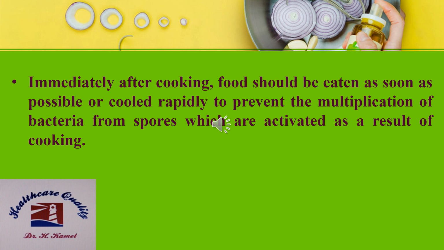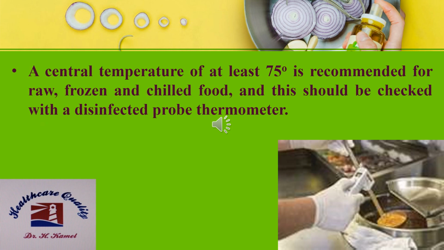Immediately after cooking, food should be eaten as soon as possible or cooled rapidly to prevent the multiplication of bacteria from spores, which are activated as a result of cooking. A central temperature of at least 75 degrees centigrade is recommended for raw, frozen, and chilled food, and this should be checked with a disinfected probe thermometer.